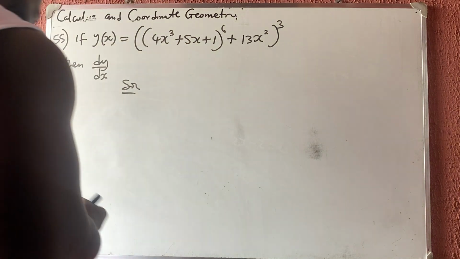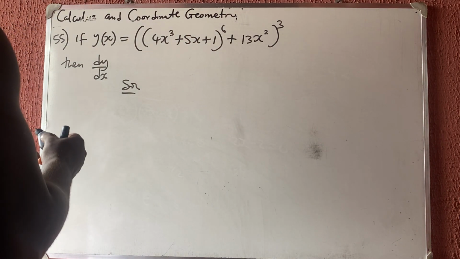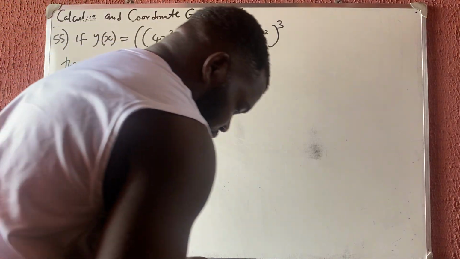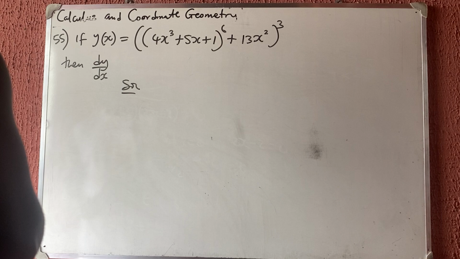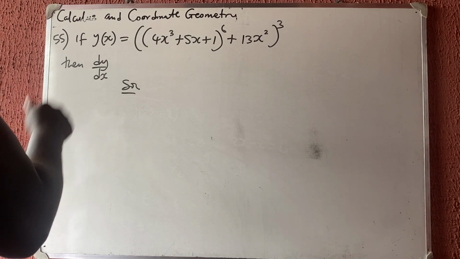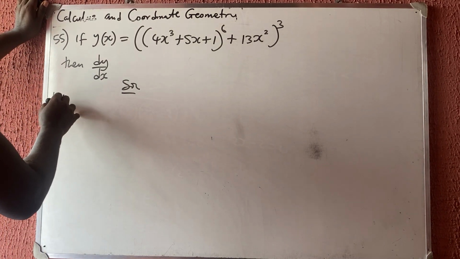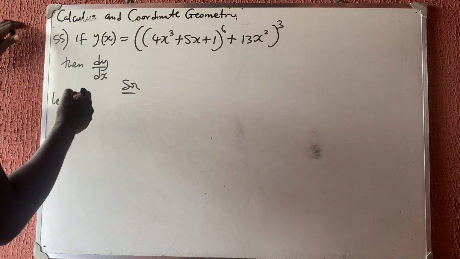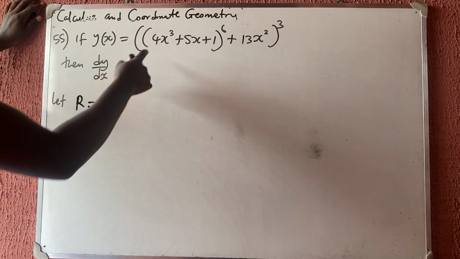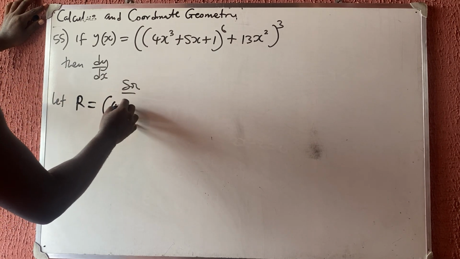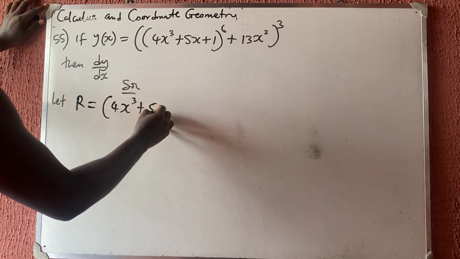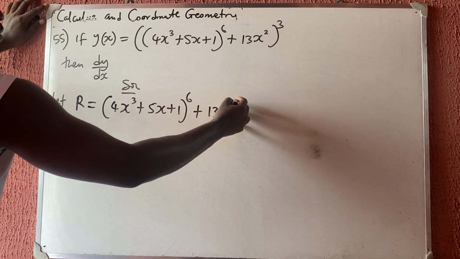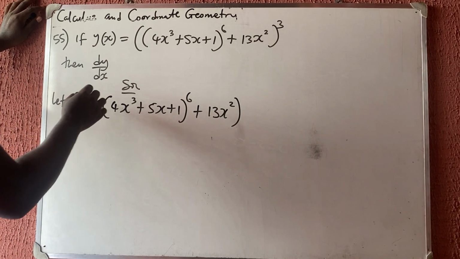Permit me to refill my marker, then we solve that. This is higher degree of function of a function. Higher degree of function of a function is very simple to solve. So what do we do? First of all, we say let r be everything in that bracket. So let r be equal to what? Everything in this bracket, which is (4x raised to power 3 plus 5x plus 1) raised to power 6, then plus 13x raised to power 2. Just everything in this bracket.